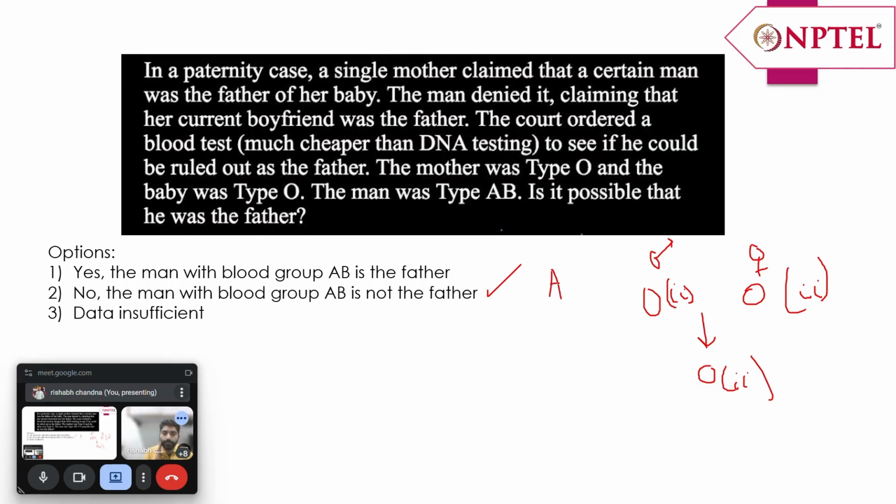But the man in question is type AB, which means he has the gene for A and the gene for B both. So if this is the case, then the child would be either A or B, but not O. That's why the person in question is not the father of that particular child. So the correct answer would be option number two. Do you have any doubts in this particular question?